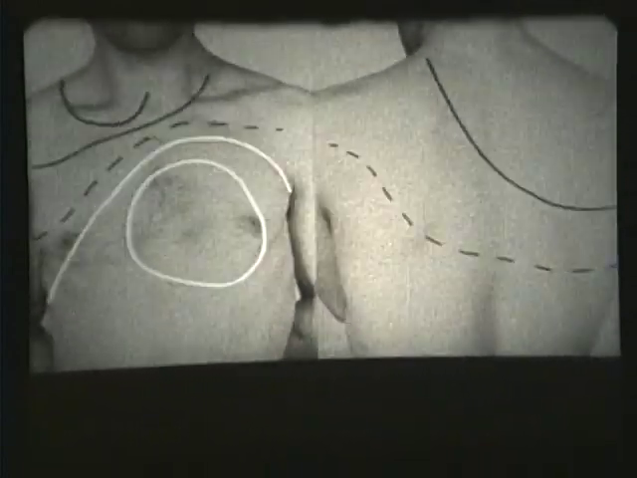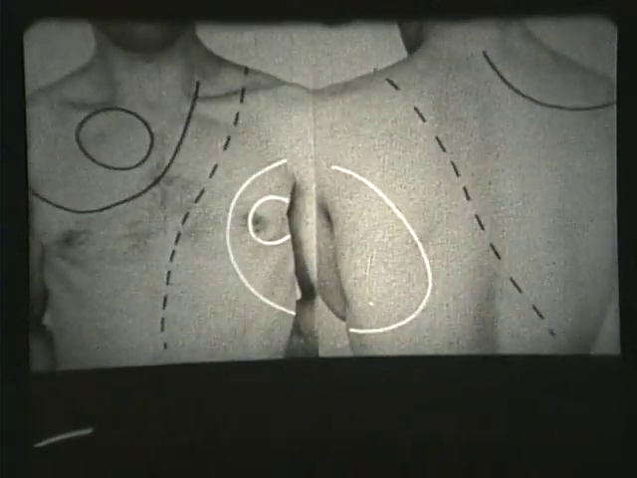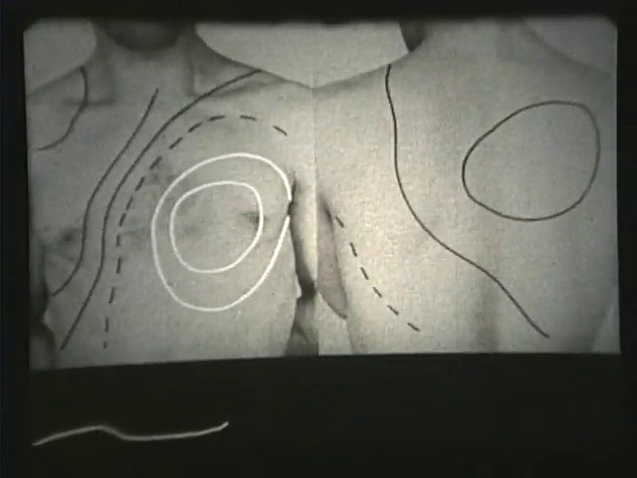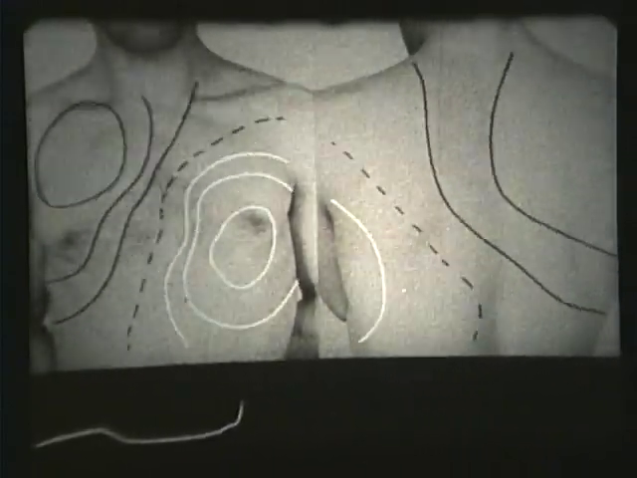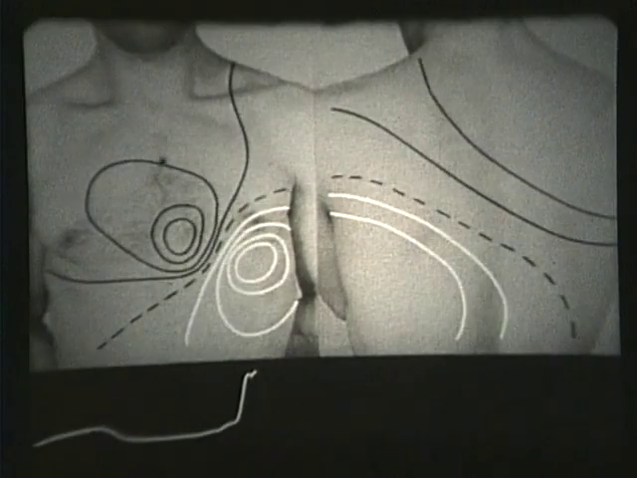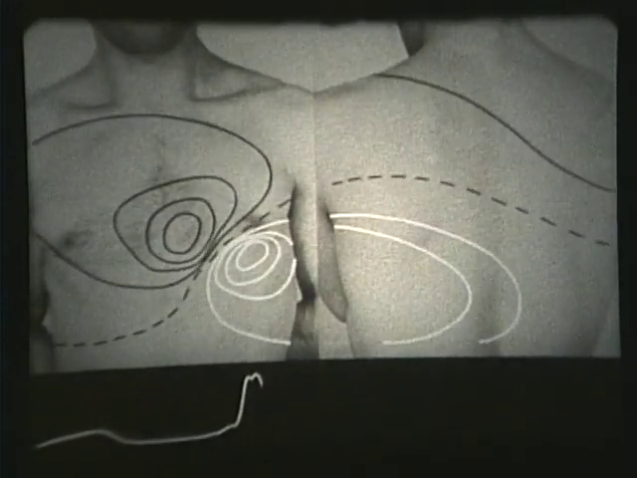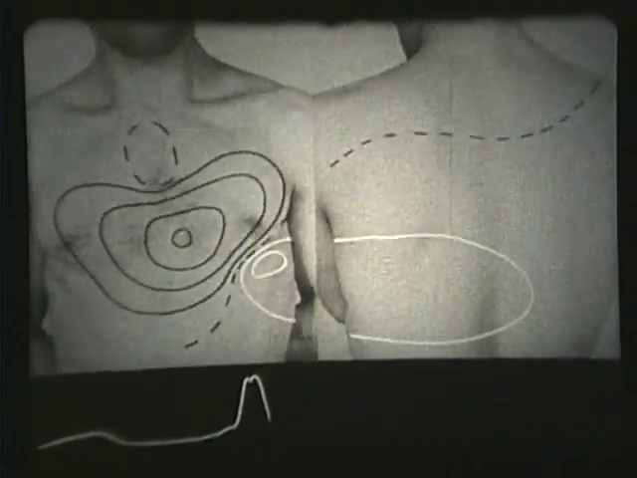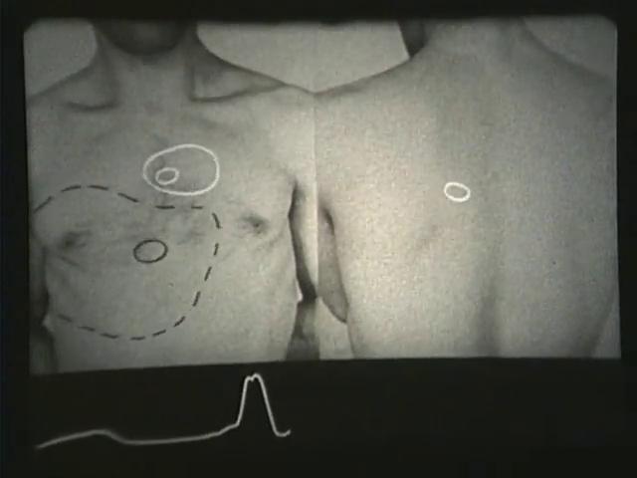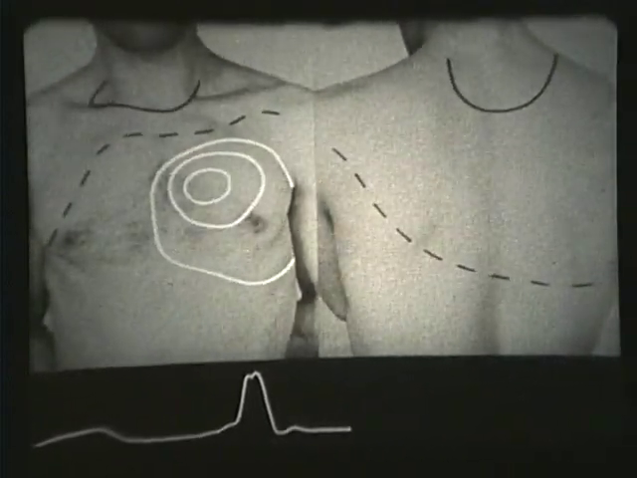The next sequence will show the chest potentials of a normal subject. During atrial activation, and ventricular activation, the chronology of the electrical events is indicated by the electrocardiogram progressively appearing at the lower end of the figure. These are the repolarization potentials.